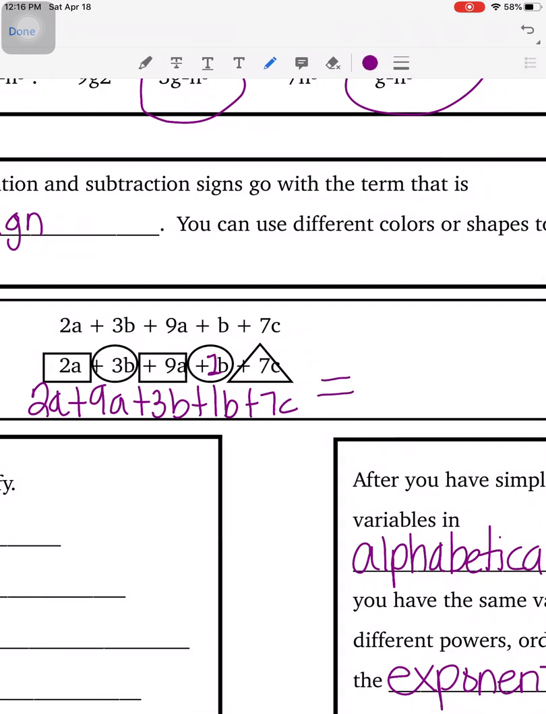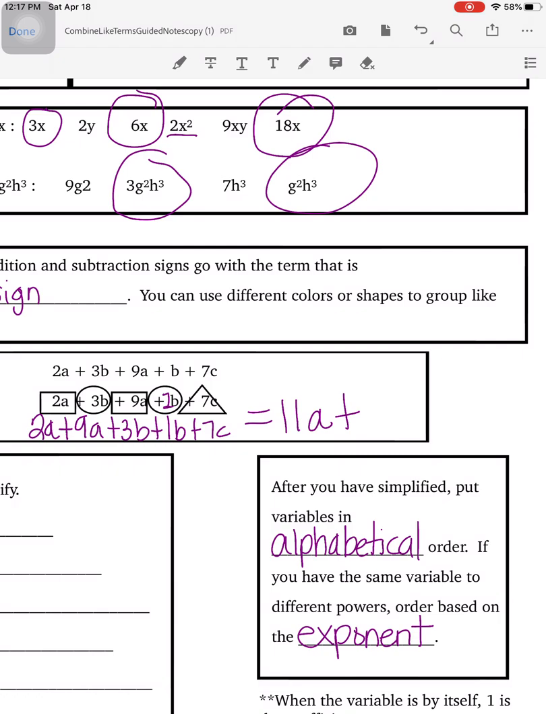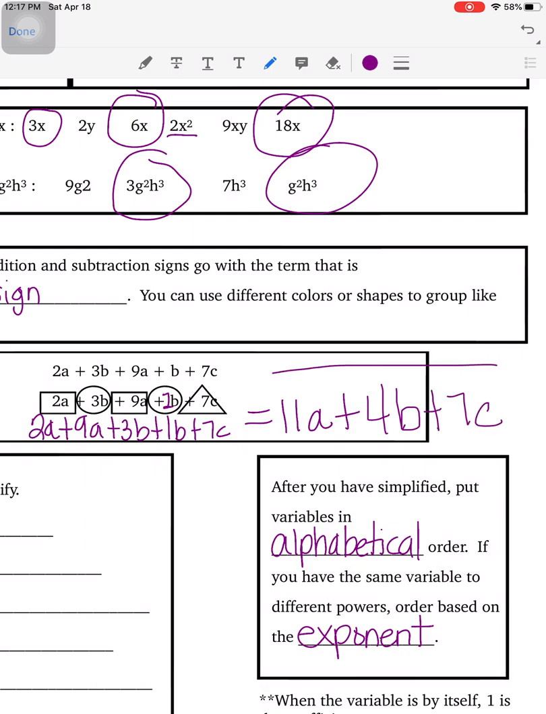just like we would add any other numbers. So we do 2 plus 9, which would be 11, and the variable goes with it, so 11a, plus 3b plus 1b gives us 4b. So I write 4 and bring down my b, plus the 7c. Okay, so this will be simplified: 11a plus 4b plus 7c.